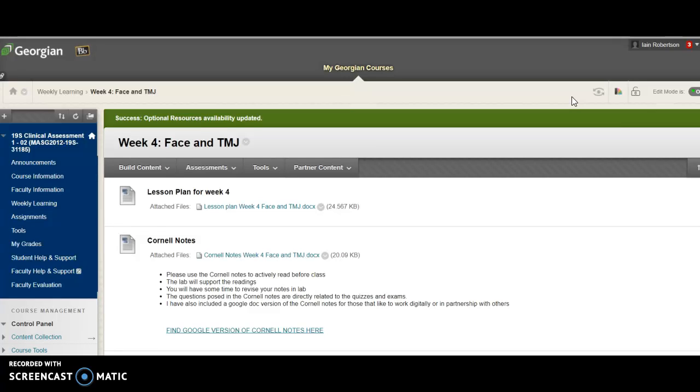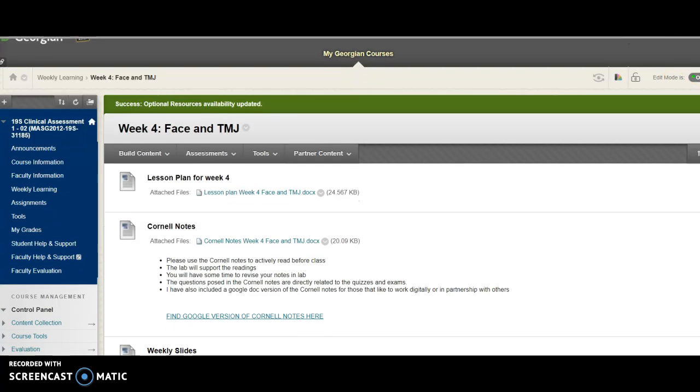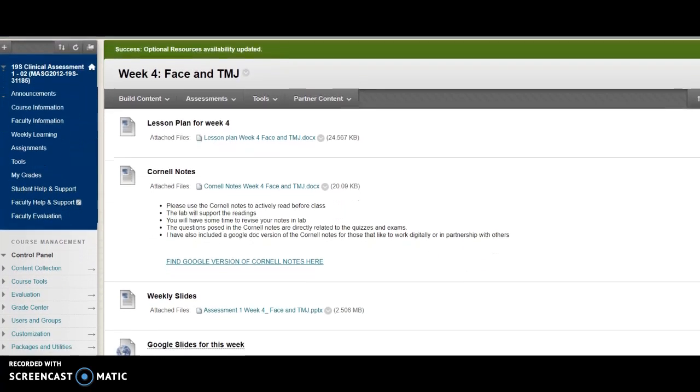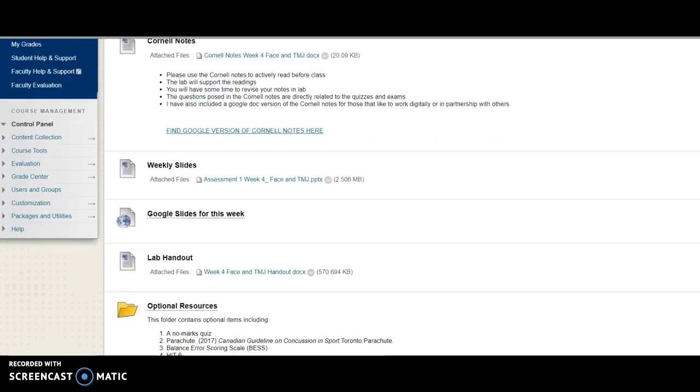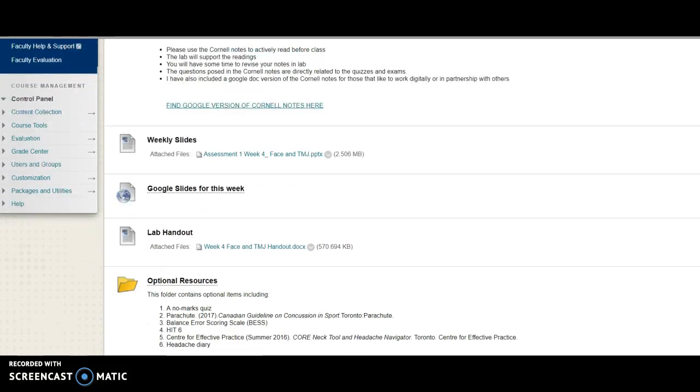week. If you go into Blackboard, again, you'll find all the materials listed here in the week 4 folder: the lesson plan for the week, the Cornell notes, weekly slides, both in PowerPoint and Google Slide format, and a lab handout. For optional resources, you will find that there is a no marks quiz. Again, 10 questions. Take it as many times as you like.